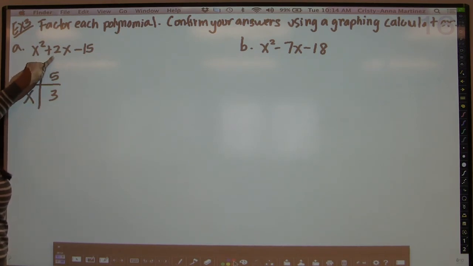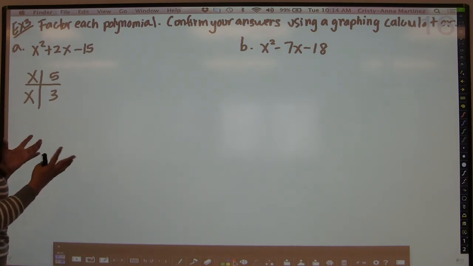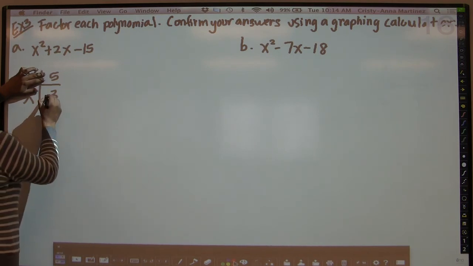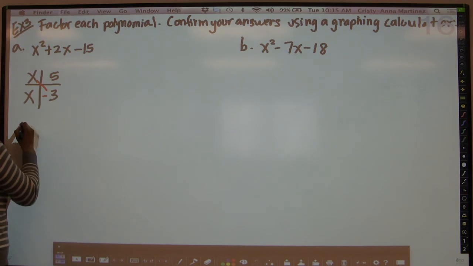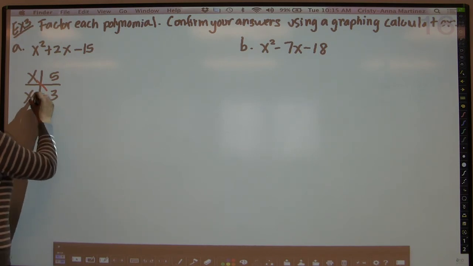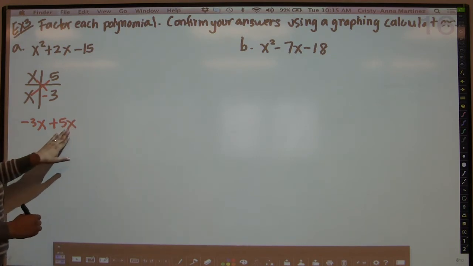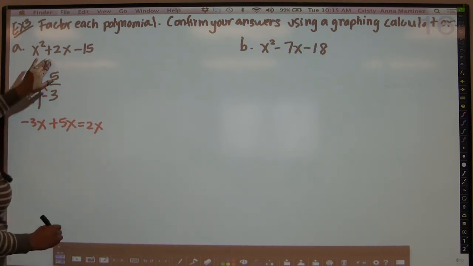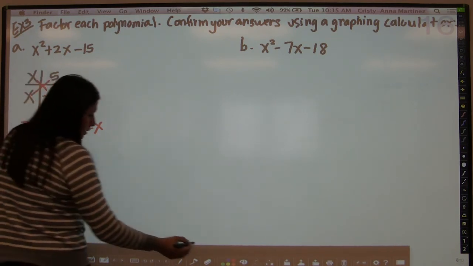So if you want this to be a positive 2 when you add them, then that means that the bigger number has to be positive. So the 5 is the bigger number, so I'm going to leave that positive and make this a negative 3. So x times negative 3 is negative 3x, and x times 5 is positive 5x. And you see what I mean by positive 5 minus 3 is going to give you a positive 2x, which is what you want. That's a positive 2x there. And so that's my diagram for me.